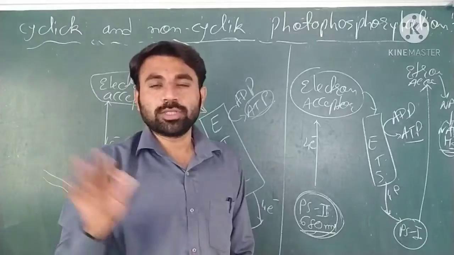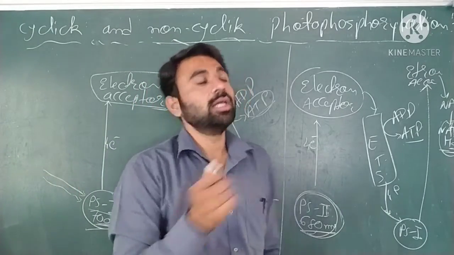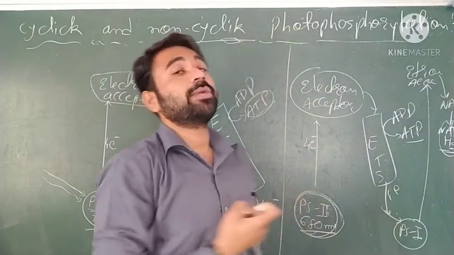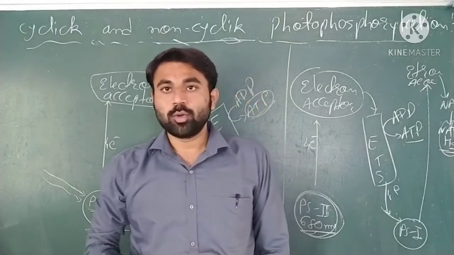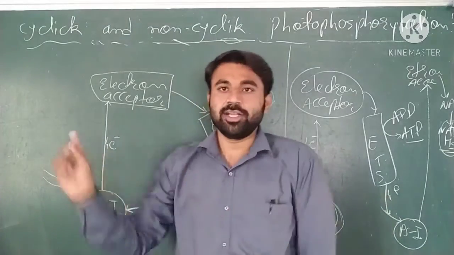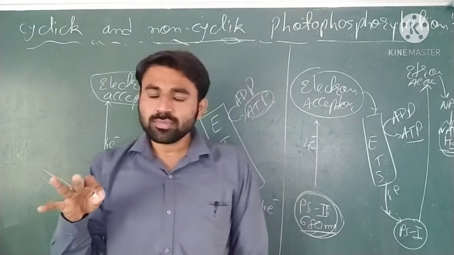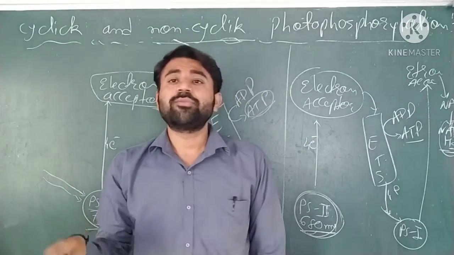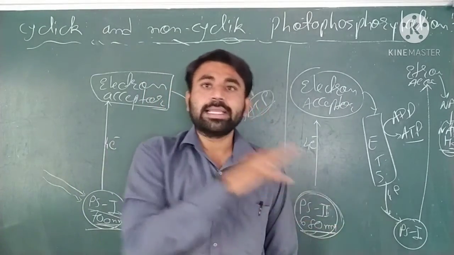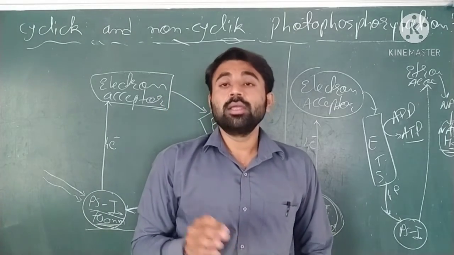So water splitting नहीं होता PS1 में, या cyclic photophosphorylation में water splitting नहीं होता, non-cyclic photophosphorylation में water splitting होता है, ओके. इसमें Z स्कीम बनती है, इसमें Z स्कीम नहीं बनती, इसमें NADPH2 बनता है, इसमें NADPH2 नहीं बनता. So these are the differences of cyclic and non-cyclic photophosphorylation, okay.